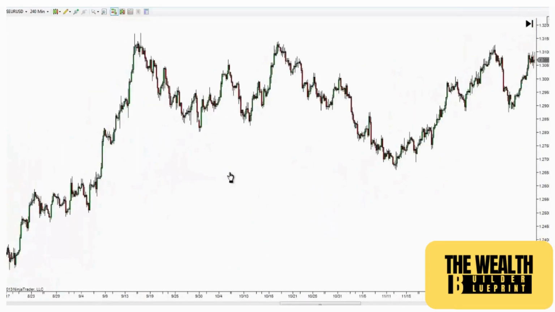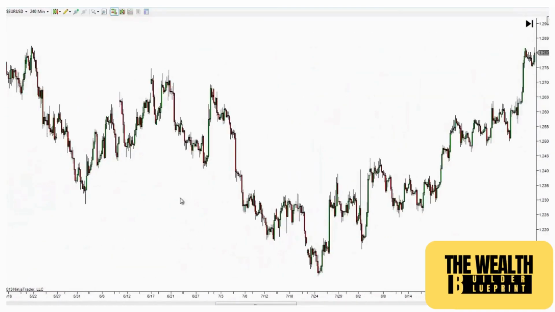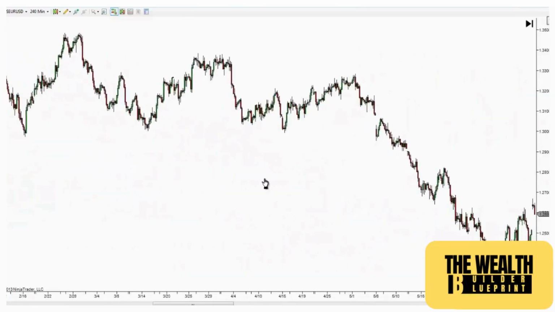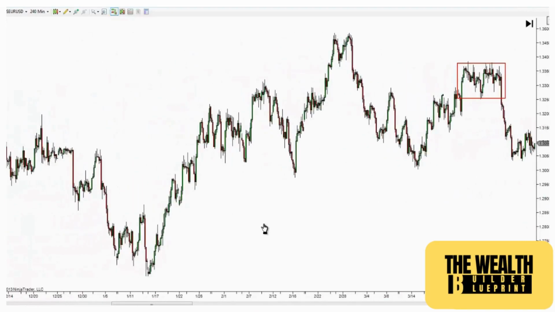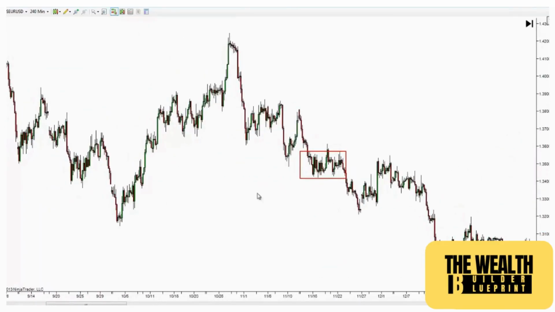You can see it all over the place. Consolidation right in here. Again, no clear direction of market movement. Consolidation right in there. Consolidation right in here. A great example of one right here.